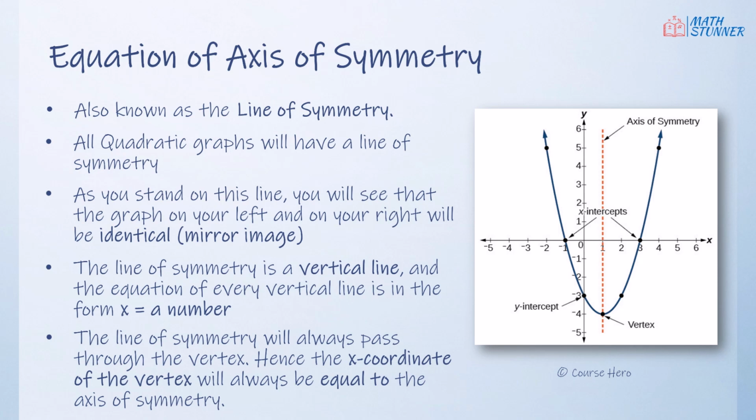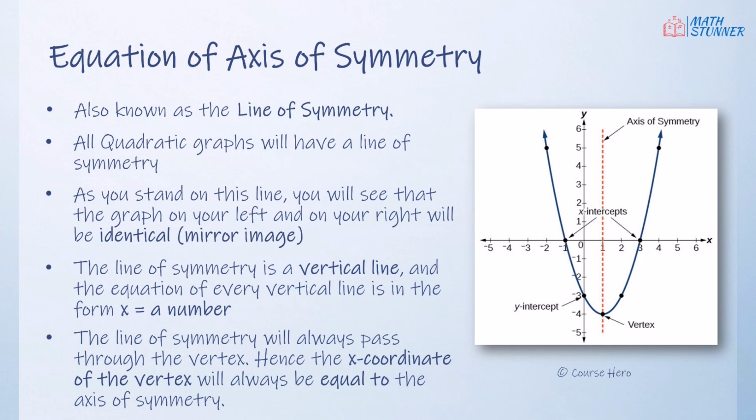Since this line of symmetry will always be a vertical line, we know that the equation of every vertical line has to be in the form of x equals a number. And this is going to be the number where your line of symmetry cuts the x-axis. Another very important tip is that the line of symmetry will always pass through the vertex. Hence, the x-coordinate of the vertex will always be equal to the line of symmetry, as both have the same x-axis value.